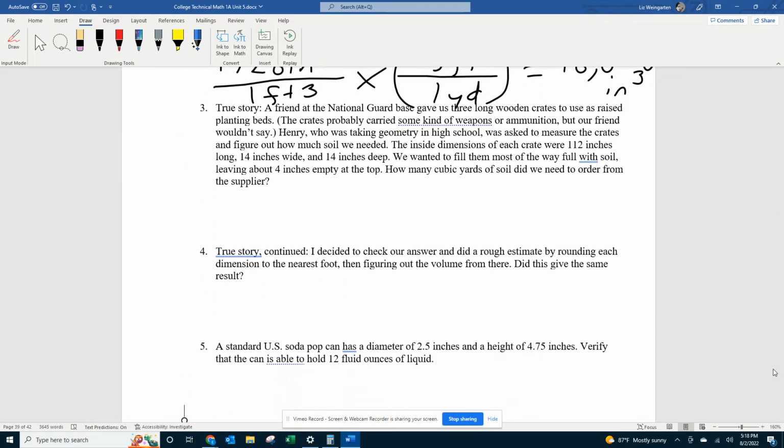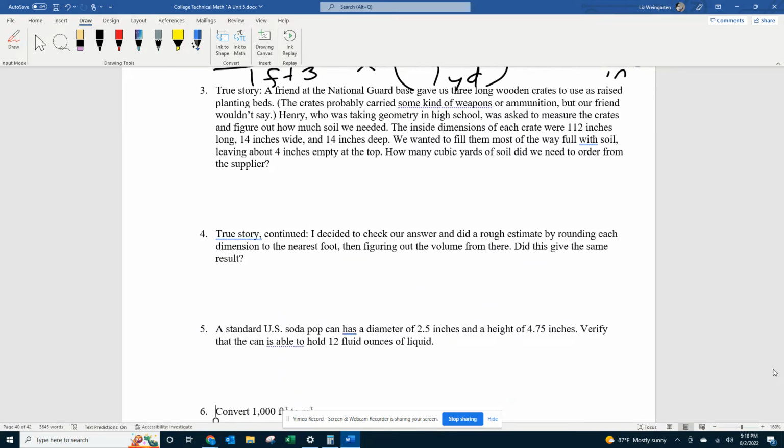All right, based on a true story, a friend at the National Guard base gave us 3 long wooden crates to use as raised planting beds. The crates probably carried some kind of weapons or ammunition, but our friend wouldn't say. Henry, who was taking geometry in high school, was asked to measure the crates and figure out how much soil was needed. The inside dimensions of each crate were 112 inches long, 14 inches wide, 14 inches deep. We want to fill them most of the way full with soil, leaving about 4 inches empty on top. How many cubic yards of soil did they need to order from the supplier?